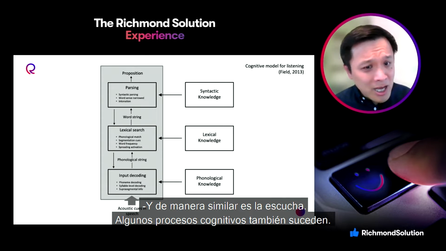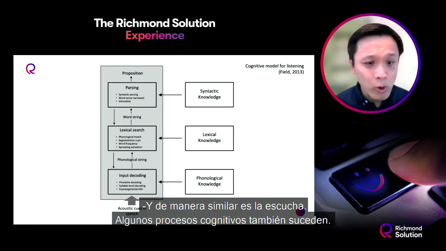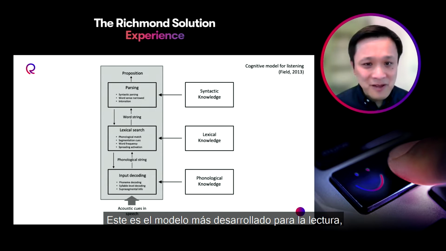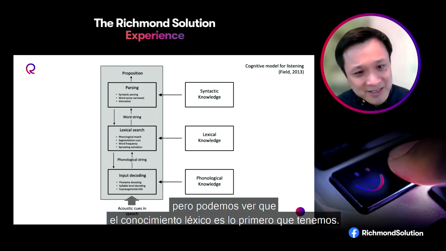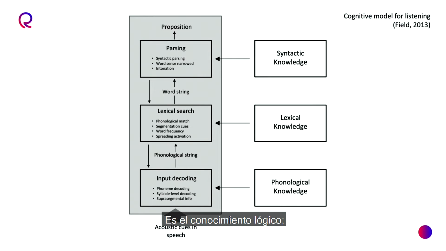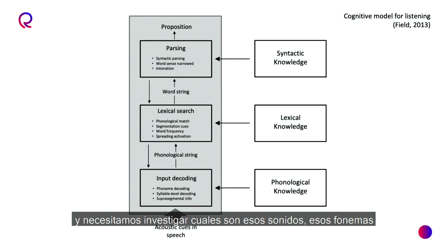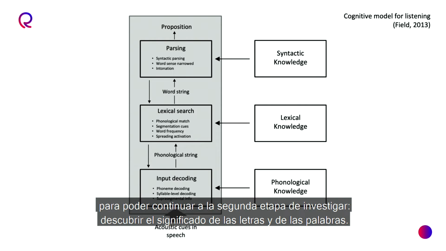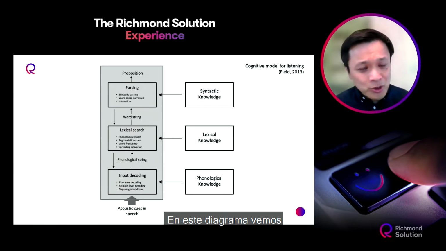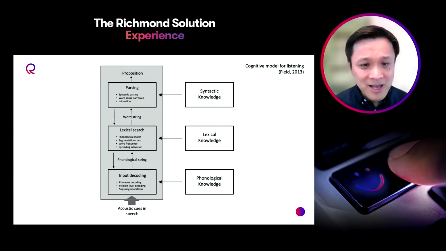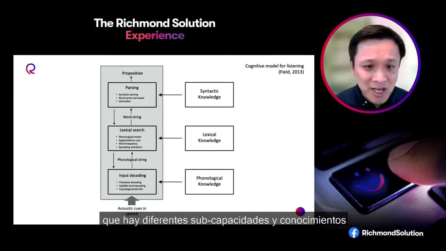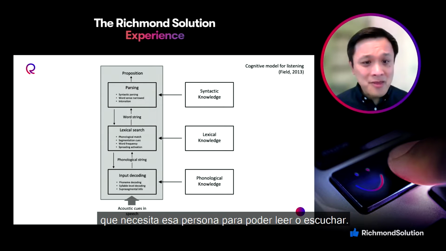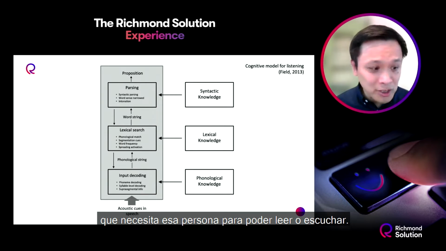Similarly, in listening, some set of cognitive processes also happen. We see this is slightly less developed than the model for reading, but you will see that instead of lexical knowledge being the thing you start with, there is phonological knowledge. That is, when you hear something in speech, then first you need to figure out what those sounds and those phonemes are all about, decode those things in order to move on to the next stage of figuring out the meaning of words. So you can see from these cognitive models themselves that there are a number of different subskills and different knowledge bases that a person needs in order to be able to read or to listen.